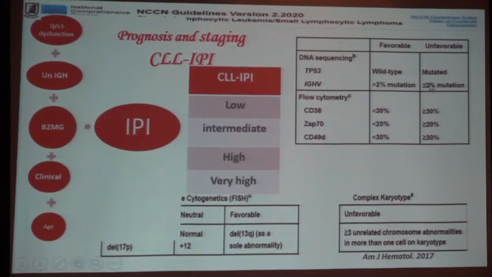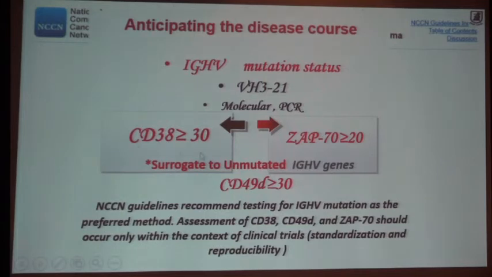IGH, whenever you have a mutation of less than 2%, is unfavorable. We have surrogate markers, which are CD38, ZAP-70, and CD49d, as well as the FISH study. A favorable prognosis is deletion 13q as a sole abnormality. A bad prognosis is deletion 17p and 11q, and a neutral prognosis is normal karyotype and trisomy 12.